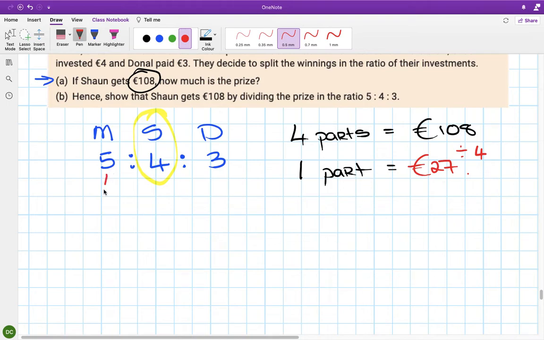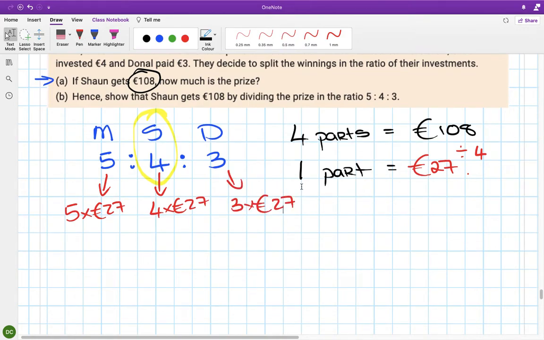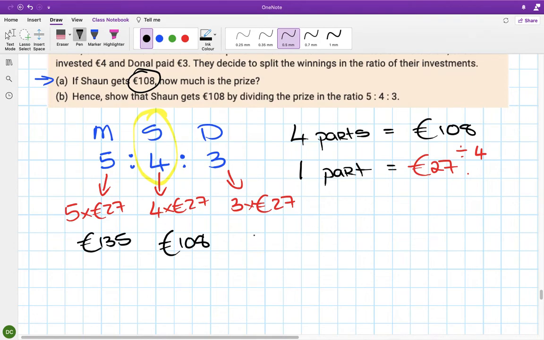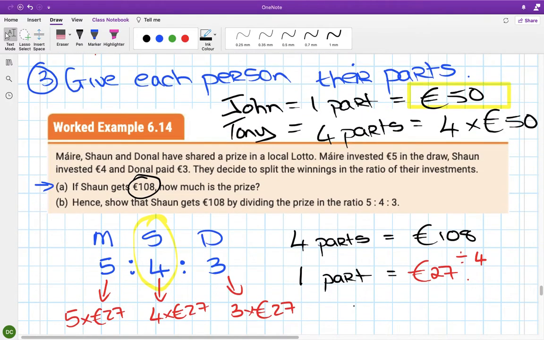Okay, so then Moira's going to get 5 parts, so she's going to get 5 × €27. Sean is going to get 4 × €27, and Donal is going to get 3 × €27. Okay, so 5 × €27, she's getting €135. Sean's, we should know the answer to. Yep, 108. And then Donal is going to get 3 × €27. So that's 81. That okay?